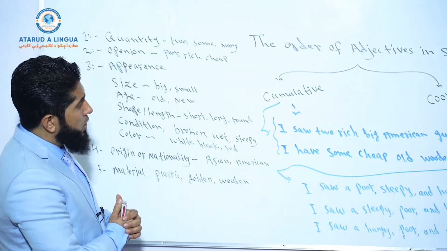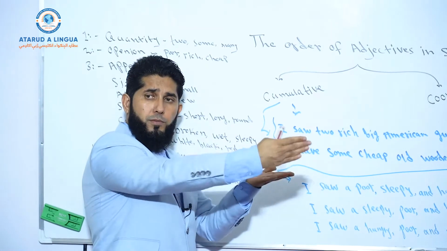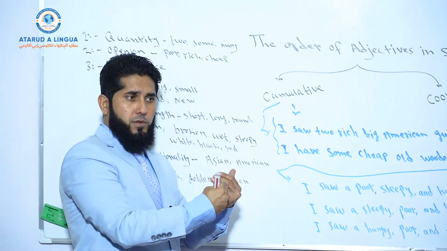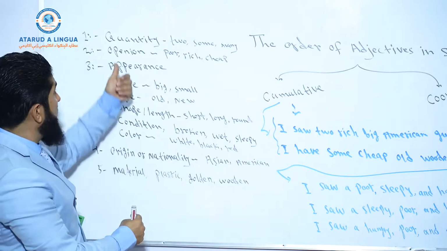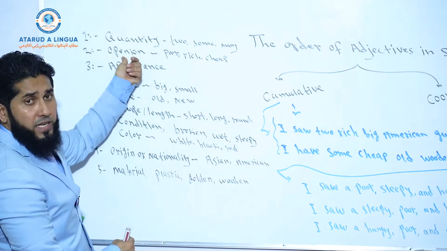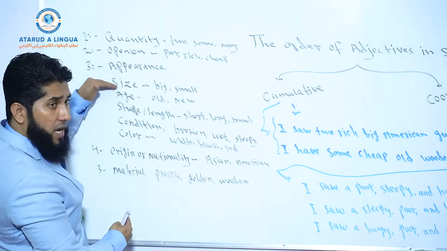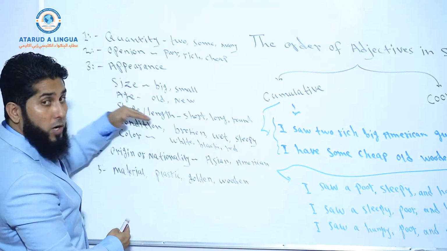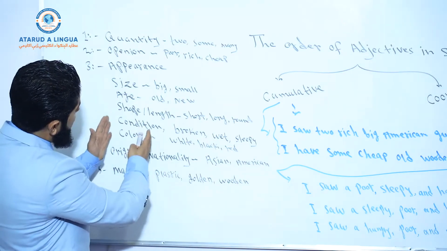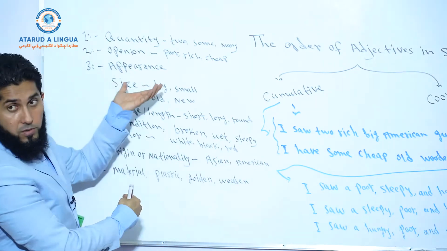Because cumulative adjectives have to be used in a proper order. Okay? We cannot change the order of adjectives in this case. So now first comes quantity, then opinion, then appearance, and inside appearance we have size, age, shape or length, condition and color. So all of these categories or groups are related to appearance, okay?